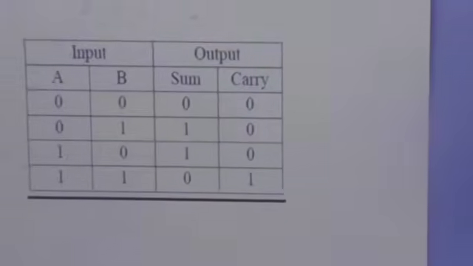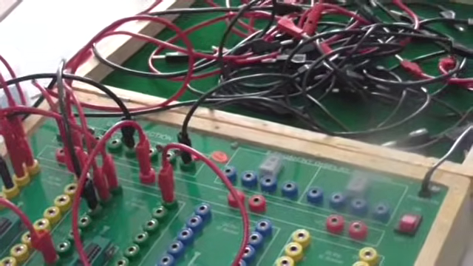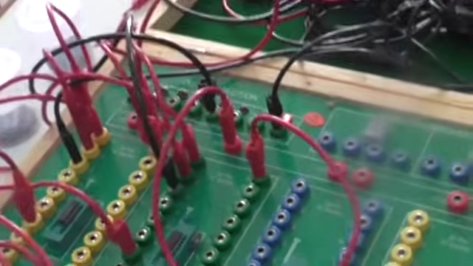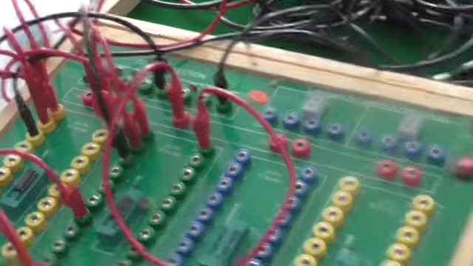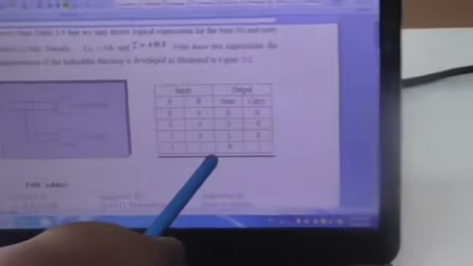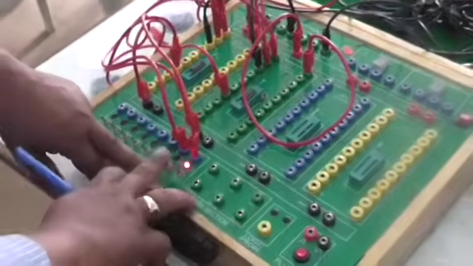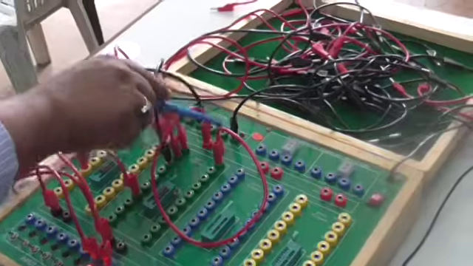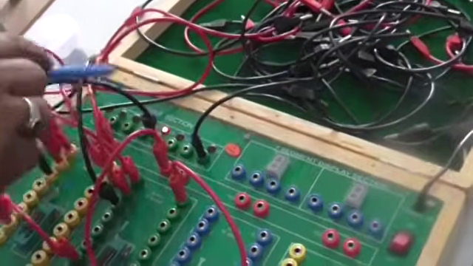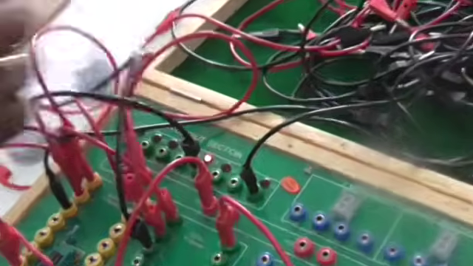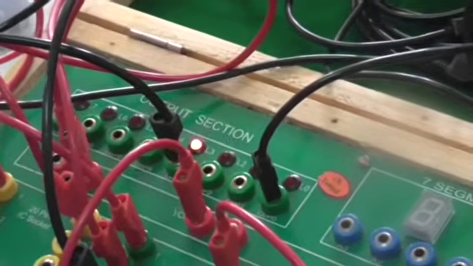Inputs 1, 0: sum is 1, carry is 0. Okay, now see. Inputs 1, 0, 1, 0: sum is 1, carry is 0. Clear? Now next, the last condition: if both inputs are 1, 1, sum is 0, carry is 1. Okay, now check, both the inputs are 1, sum is 0 and carry is 1. In this way we demonstrate our half adder.